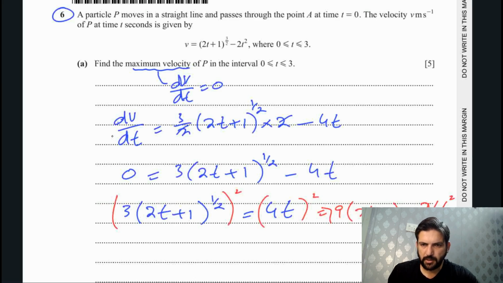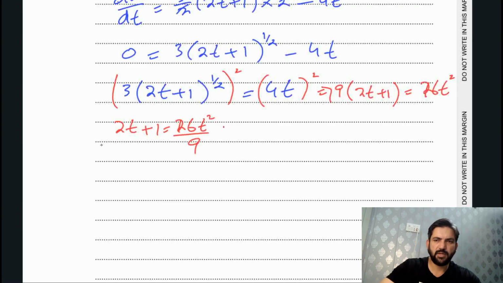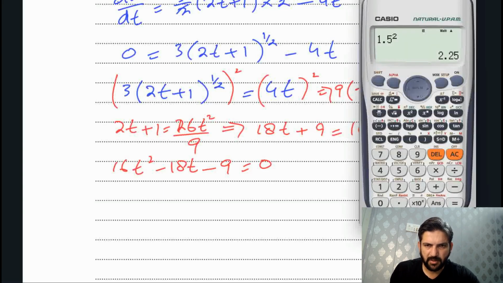16t square. So this will be equals to, we can rearrange it, and 2t plus 1 is equals to 16t square divided by 9, and if we rearrange it, this will be 18t plus 9 is equals to 16t square. So 16t square minus 18t minus 9 is equals to 0. Now we can use the calculator to simplify it, although we have to show our working.